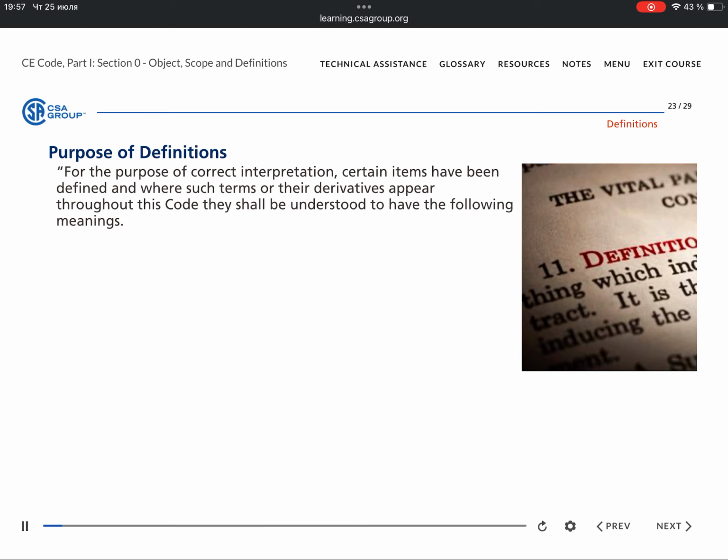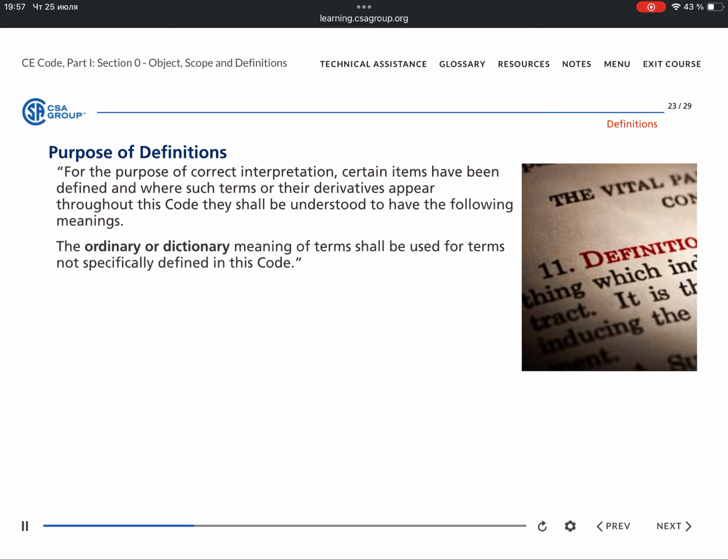For the purpose of correct interpretation, certain items have been defined, and where such terms or their derivatives appear throughout this code, they shall be understood to have the following meanings. The ordinary or dictionary meaning of terms shall be used for terms not specifically defined in this code.